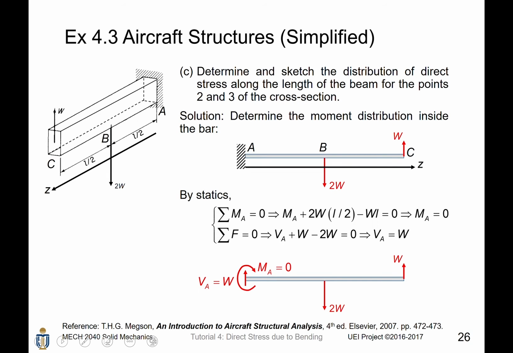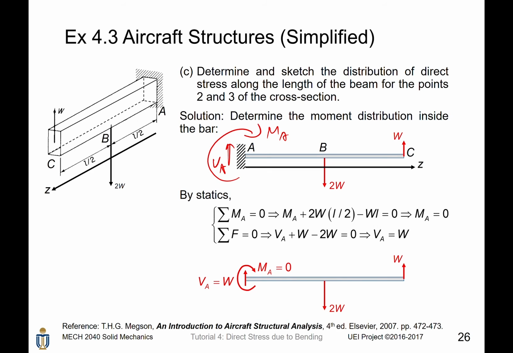Now let's determine and sketch the distribution of direct stress along the length of the beam for different points. First of all, we determine the moment inside the spar. Consider this simplified schema, 2W force in the middle and a W at the tip. By statics, we can immediately find the reactions at A. There is a moment MA as well as a shear force VA.